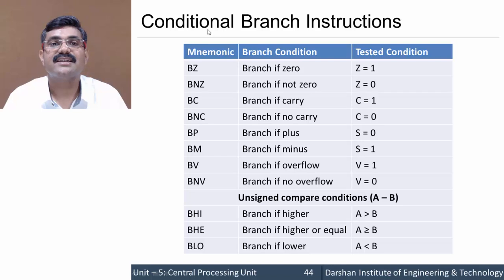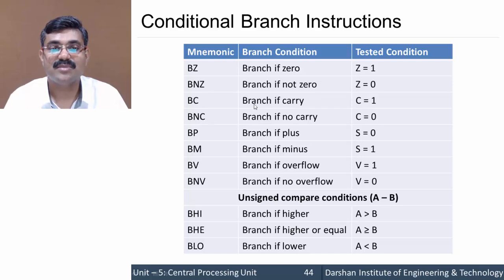Now as you can see, these are conditional branch instructions based on status bits. That means BZ, branch if zero to some specific address. That means if the Z bit is set to 1, then we need to branch. Similarly BNZ, branch if not zero. That means if the Z bit is set to 0, then we are supposed to jump, otherwise not. So these are the instructions based on our status bits, that is BZ, BNZ.